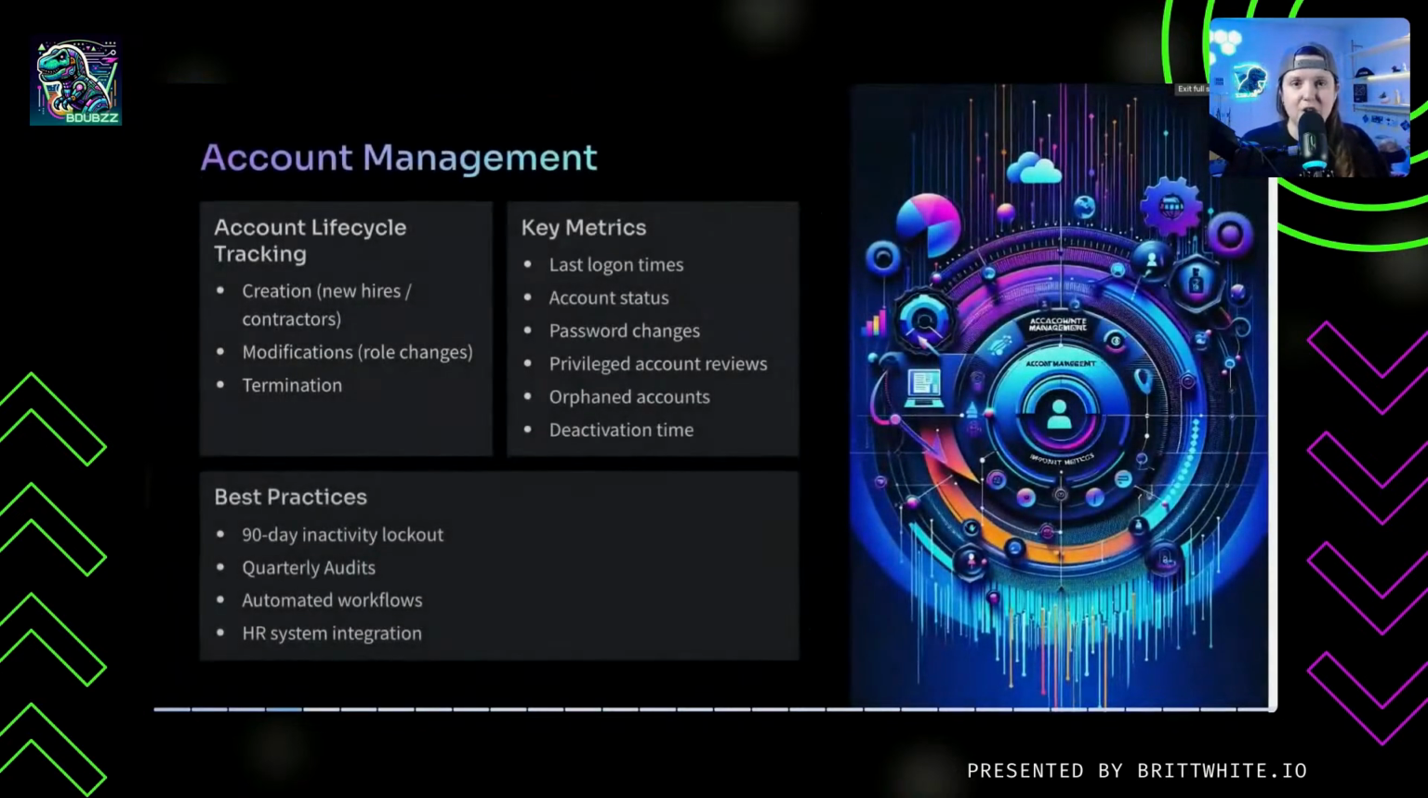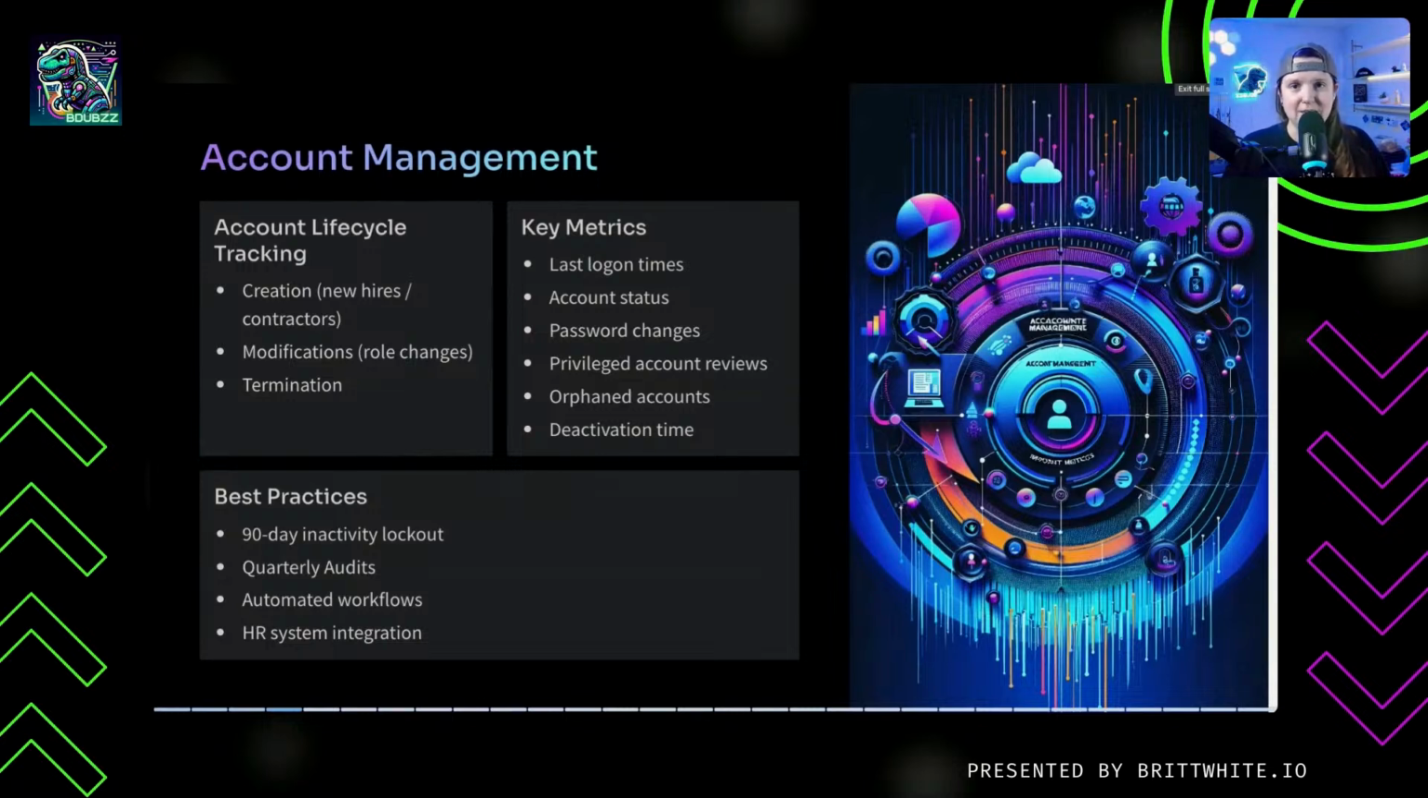Account management involves tracking our user account lifecycles from start to finish. Creation for new hires and contractors, privilege modifications for role changes and promotions, and then termination when employees depart. This systematic tracking prevents unauthorized access. Think about the risk of inactive accounts lurking in your system, just waiting to be exploited.